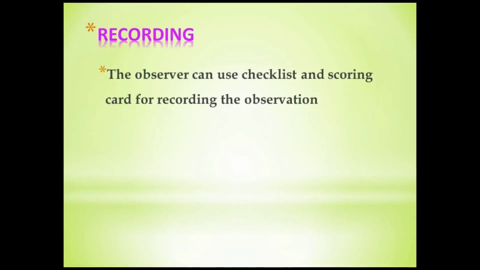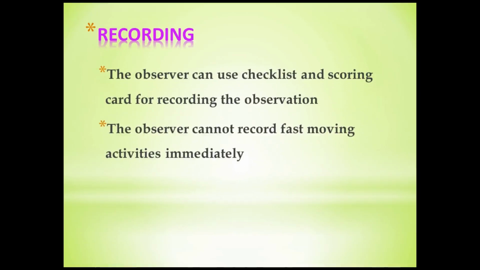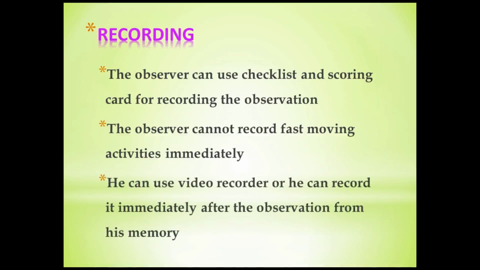The next step is recording. In recording, the observer can use checklist and scoring card for recording the observation. The observer cannot record fast-moving activities immediately, so that he can use video recorder or he can record it immediately after the observation from his memory.